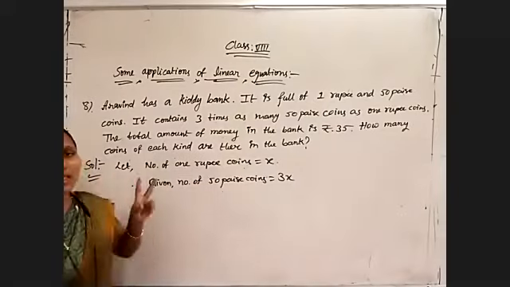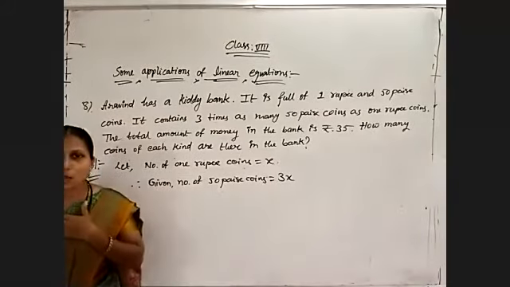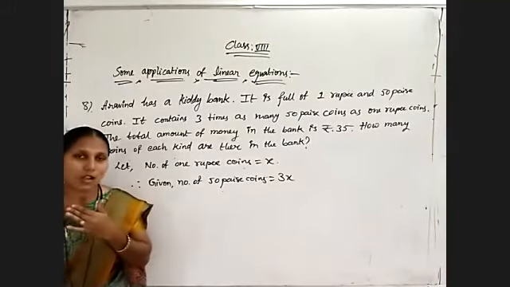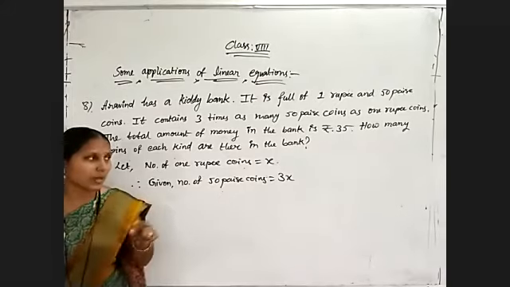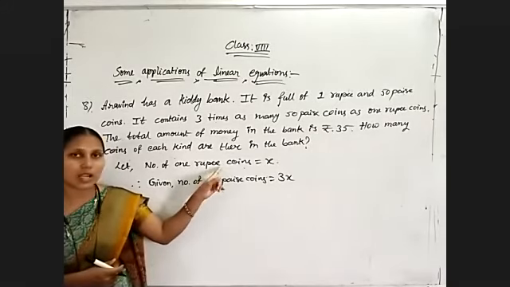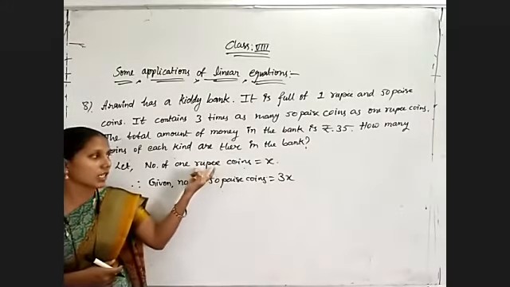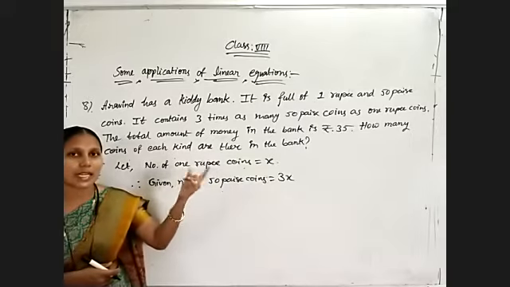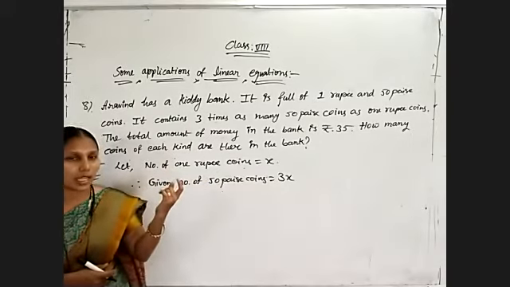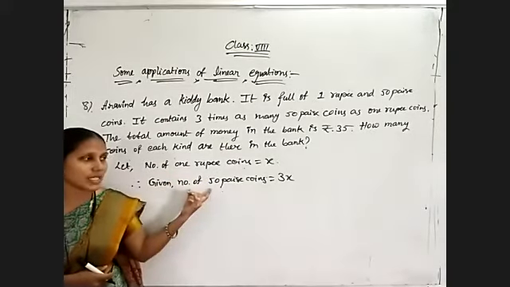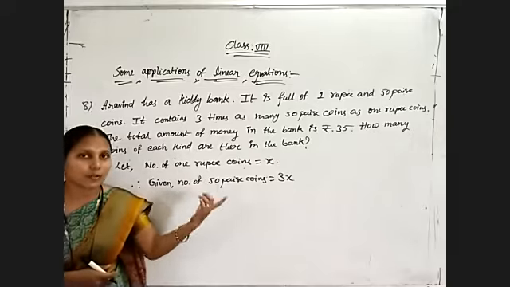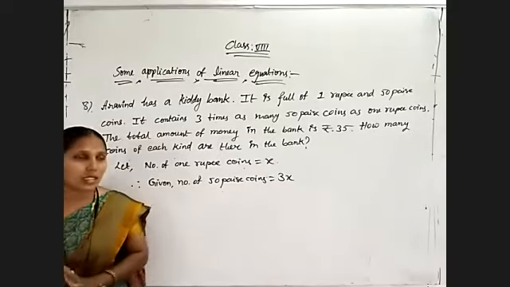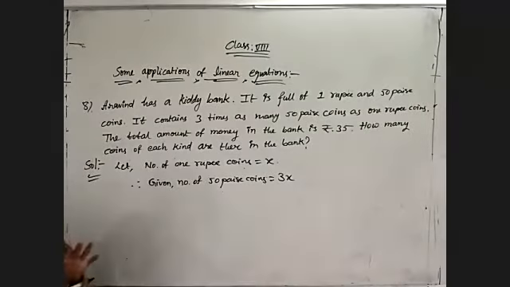If I have two 10 rupees notes, then how much money do I have? 20. How did I get it? 2 into 10. Means here the number of 1 rupee coins is x. So the money through 1 rupee coins is equal to 1 into x rupees. Okay. And the money through 50 paisa coins is equal to 3x into 50 paise. But as I told you, convert the complete into either rupees or paisa.